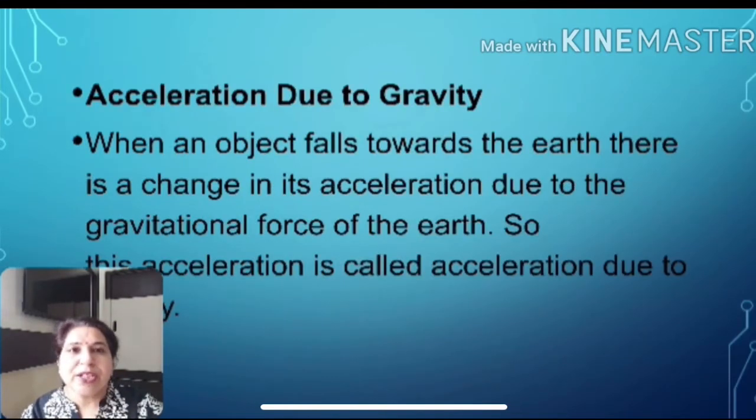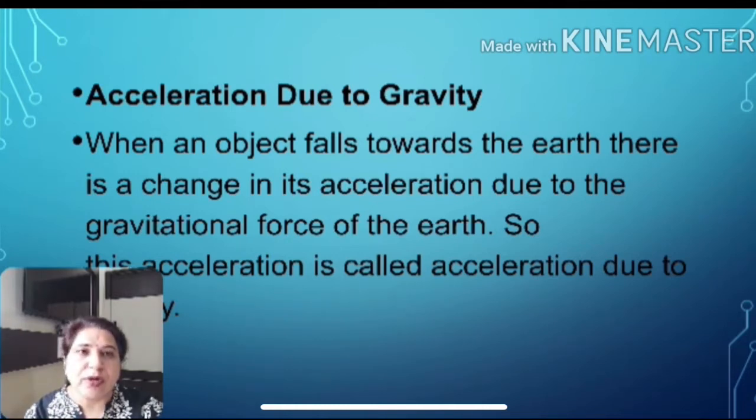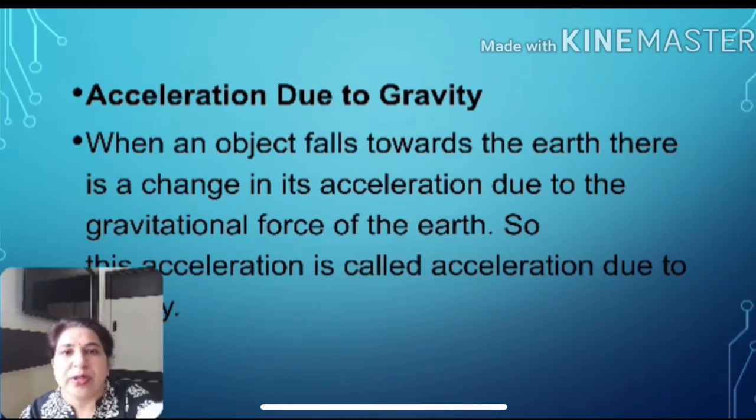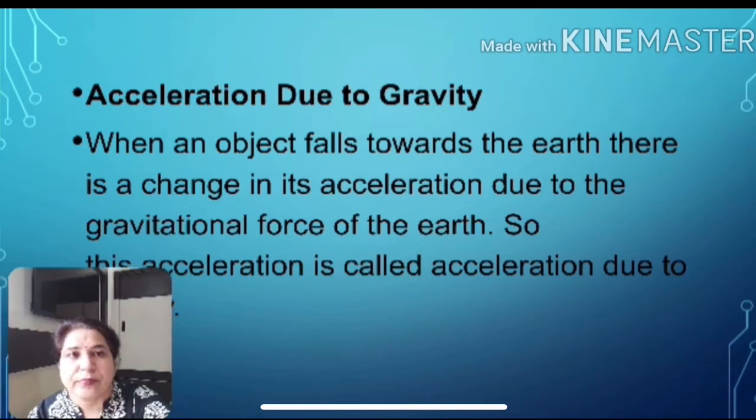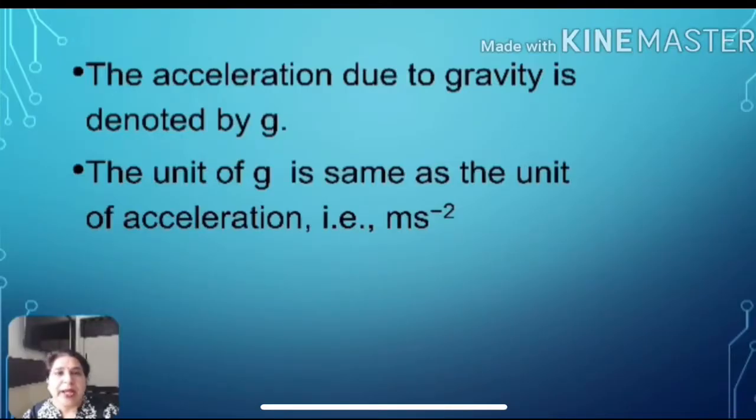Now, acceleration due to gravity. When an object falls towards the Earth, there is a change in its velocity due to the gravitational force of Earth. This acceleration is called acceleration due to gravity. It is denoted by small g, and the unit of small g is the same as the unit of acceleration, that is m s^-2.